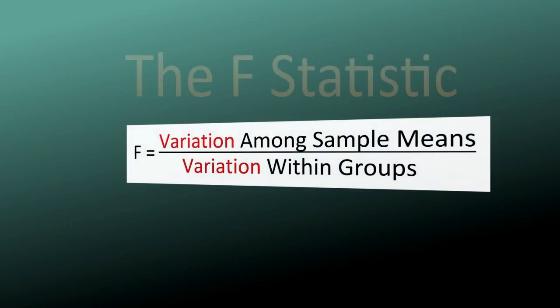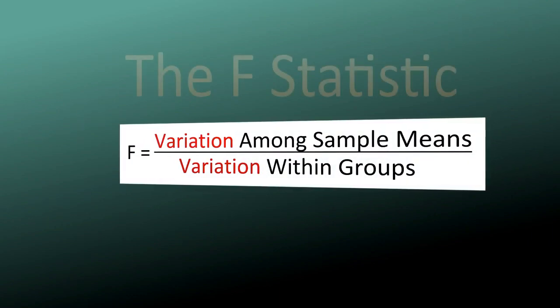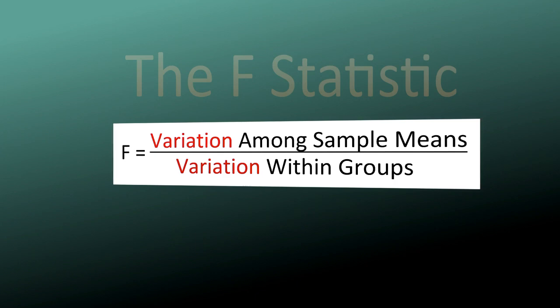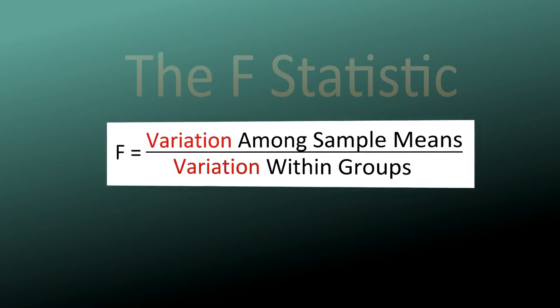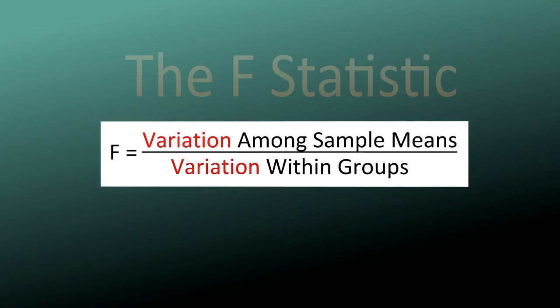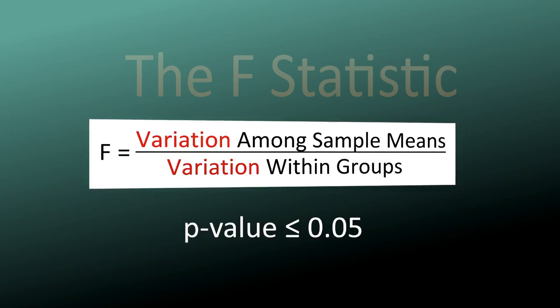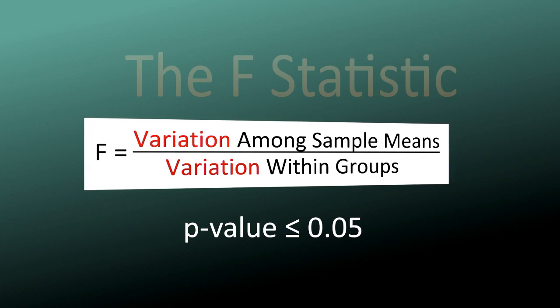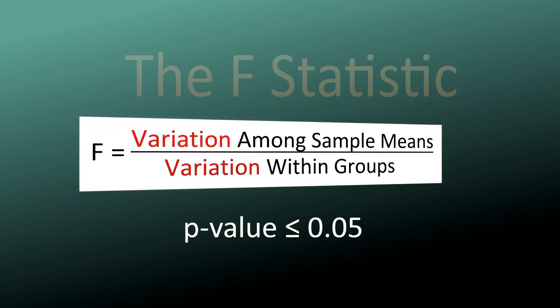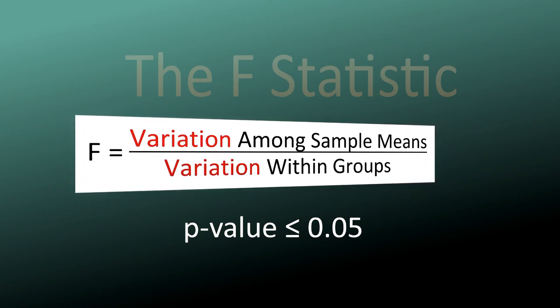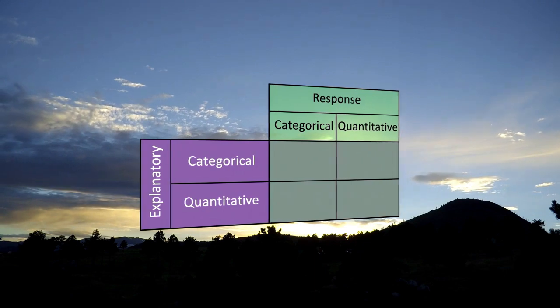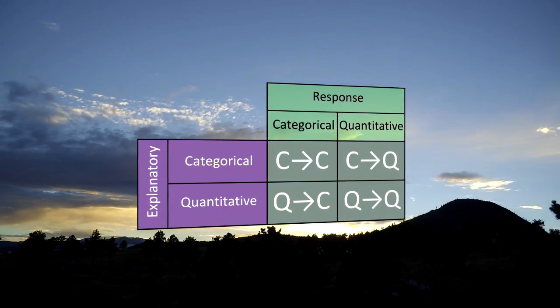The F statistic is calculated by comparing the variation among sample means to the variation within groups. If the variation among sample means wins out, the p-value will be less than or equal to 0.05, and we have a significant finding. This would allow us to reject the null hypothesis and say that the explanatory and response variables are associated. Now you're ready to test a categorical to quantitative relationship.